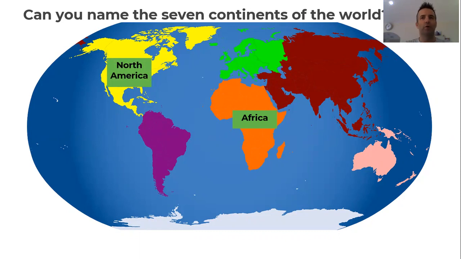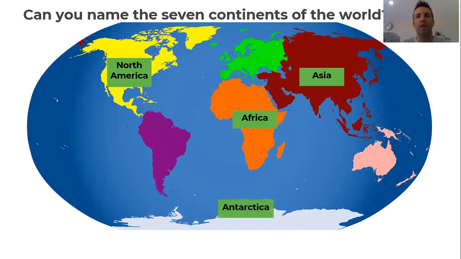Next one, I want you to put your finger on the continent of Asia. See if you can find Asia for me. You should have located Asia over here, that dark red one on your screen. Next one, can you find the continent of Antarctica? So see if you can put your finger on the continent of Antarctica. Well done if you managed to point your finger to the bottom of the screen.